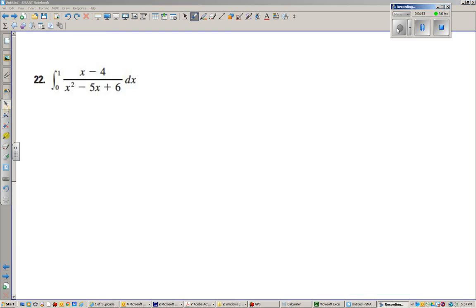Let's continue talking about number 22, and I'll try to go a little quicker here. So this guy is equal to, and if we factor the denominator, we can see that it factors to x minus 2 times x minus 3. And so those are the two partial fractions that we're in search of.